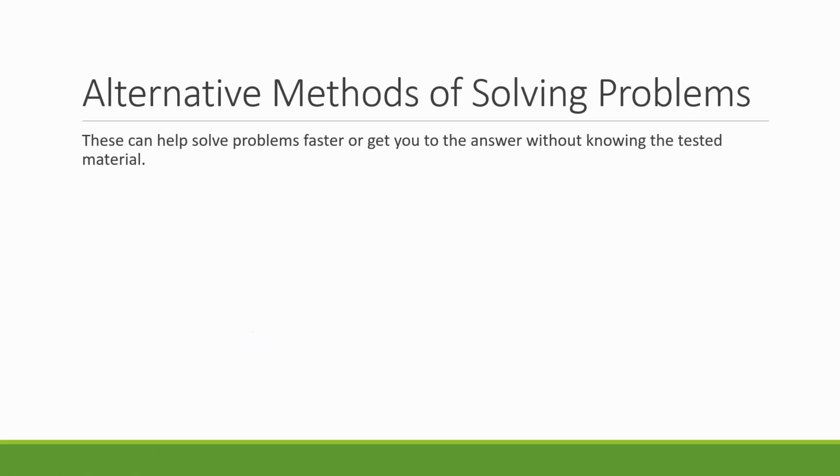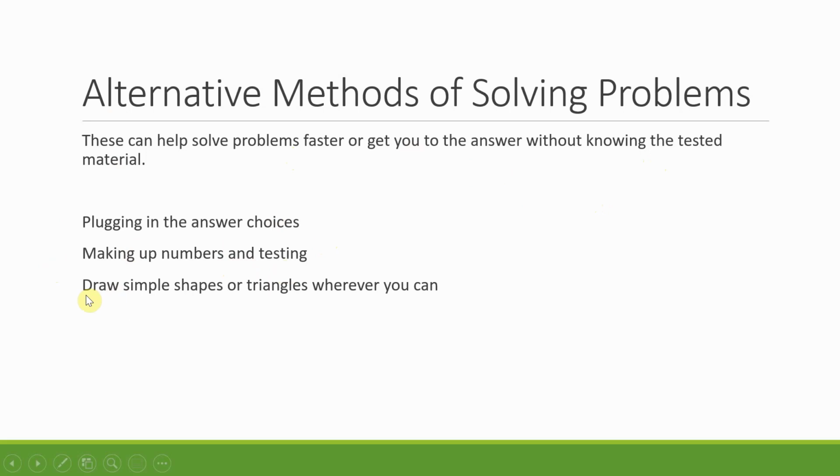So finally, let's get to those alternative methods I was talking about. Again, these are just new ways to get your answer without actually knowing how to do the math that they're testing. They might be faster, or they just might let you answer a question that you wouldn't have been able to otherwise. And there's three main ones. Plugging in the answer choices that they give you, because one of them has to be right. Just outright making up numbers and testing them out with the answer choices. And finally, just drawing stuff. Simple shapes, especially triangles, wherever you can.